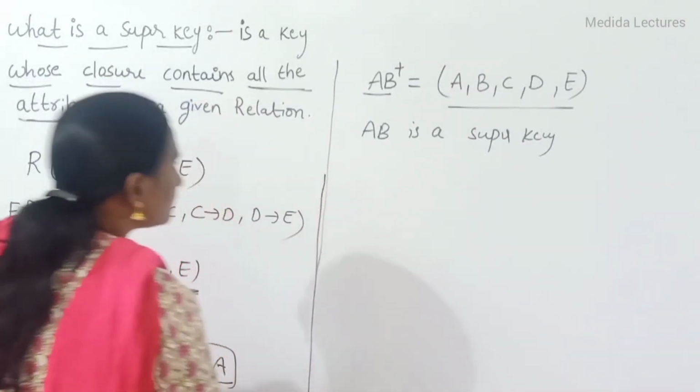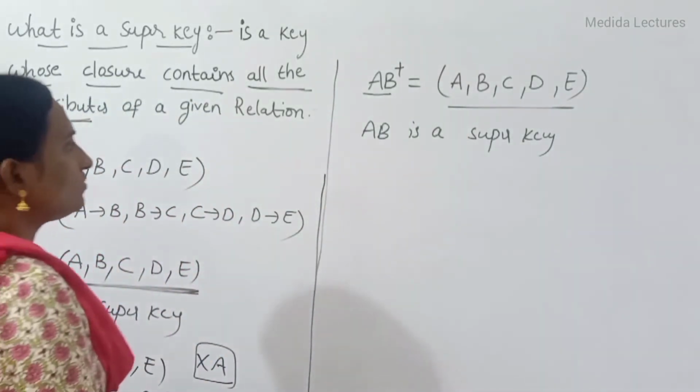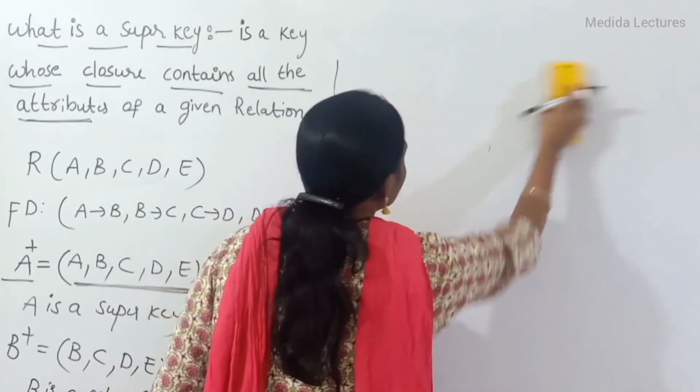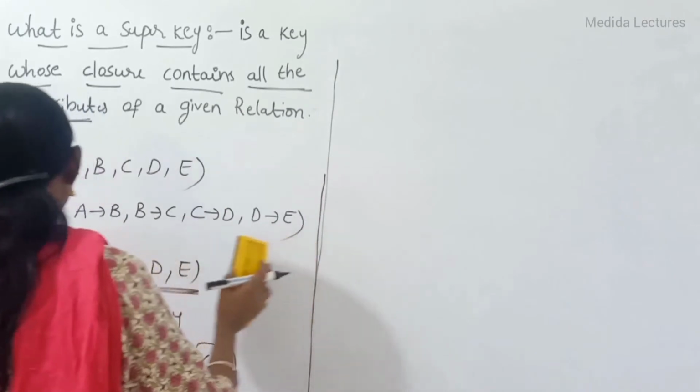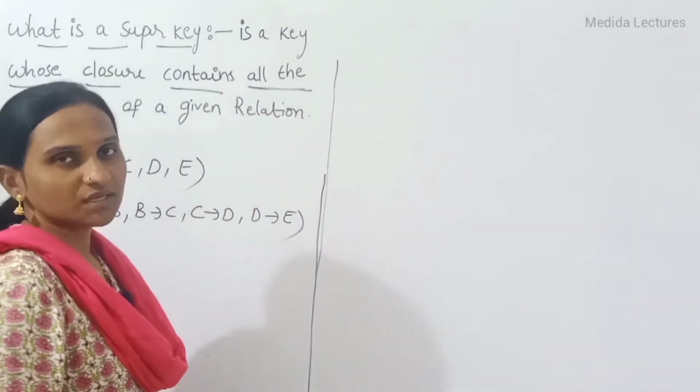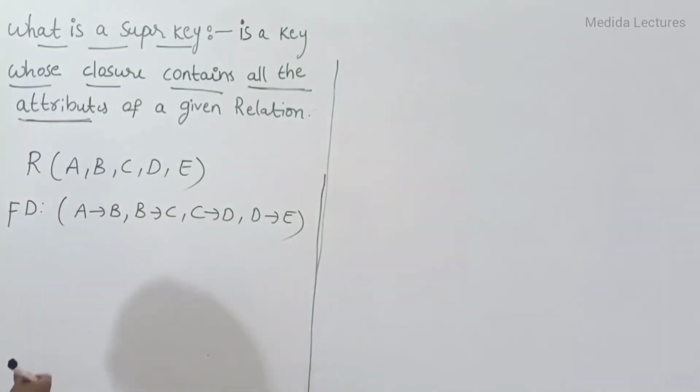All the super keys from the given relation. So how to find out all the super keys from the given relation? I am taking this problem only as an example. For this problem I will find out all the super keys.